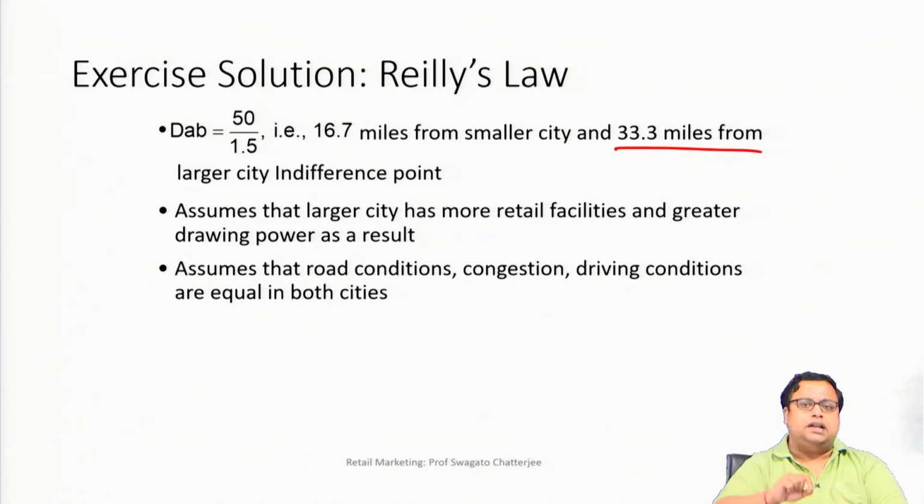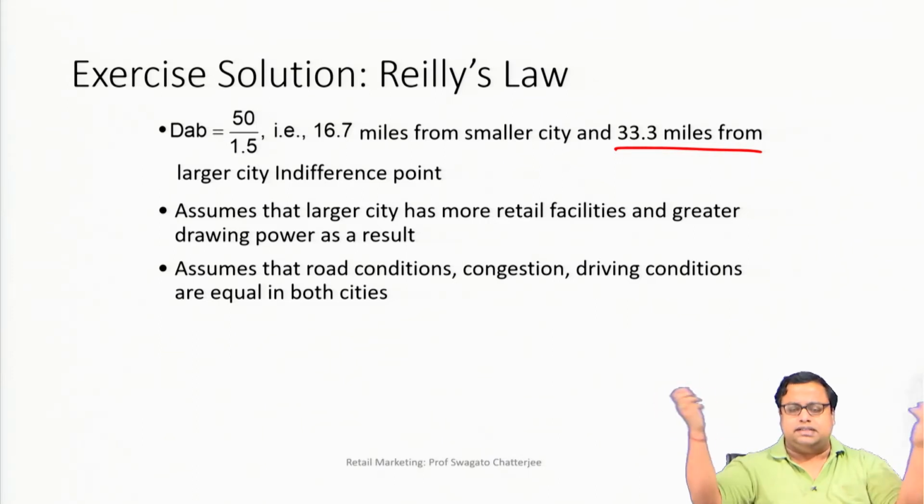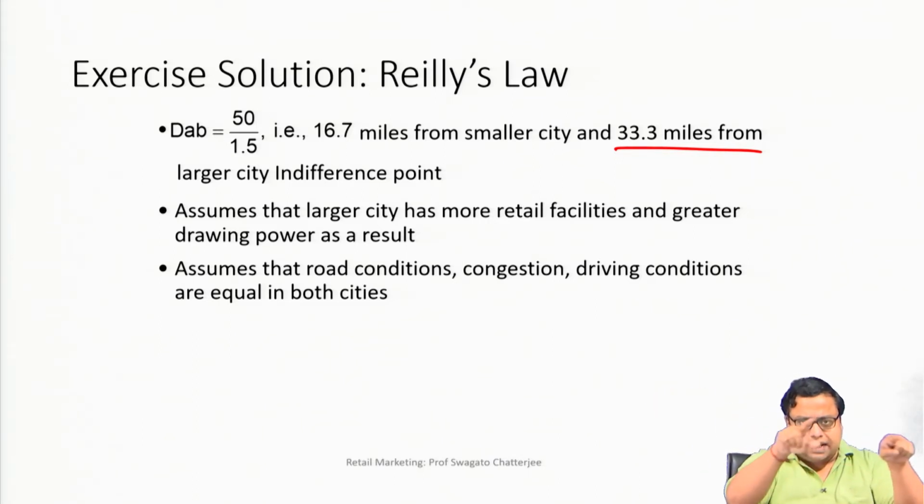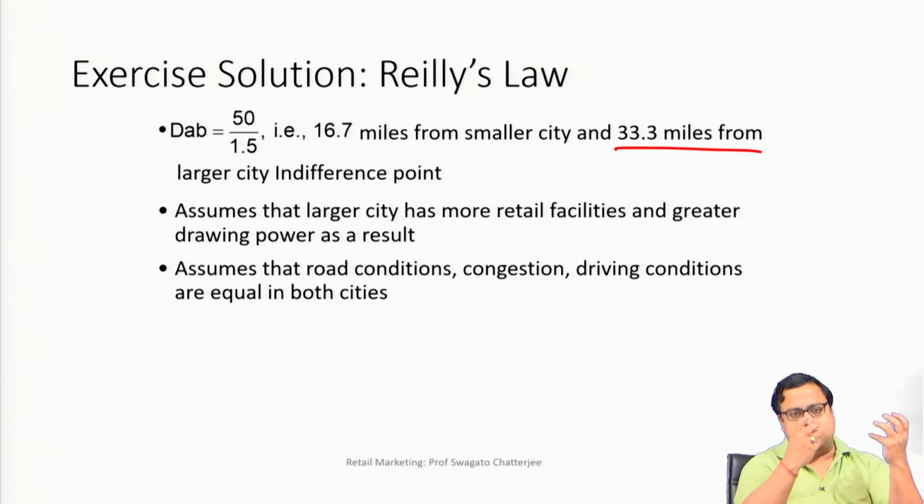Reilly's law also relies on the assumption that there is no competition as of now. There are only two retail stores, one in city A and one in city B. But within a city, if there are multiple retail stores, how will consumers choose whether to go to retail store 1 or retail store 2 or retail store 3? Reilly's law does not consider that. It's a gravitational based law, but that does not consider that. Now, who considers that then?